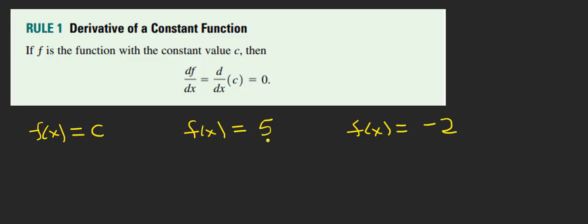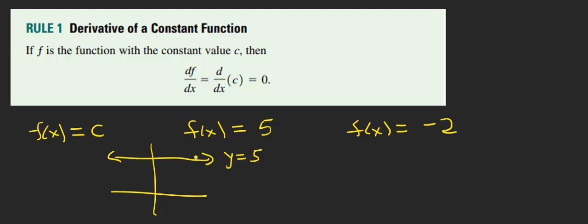So take a look at f of x equals 5. If you graph this, you get some kind of a horizontal line, right? Now, what is the slope of that line? It's 0. So f prime of x is 0. What about f of x equals -2? Same thing, it's a horizontal line going through the y value of -2. So f prime of x is 0. So they're saying that the derivative of any constant or any real number will always be 0.